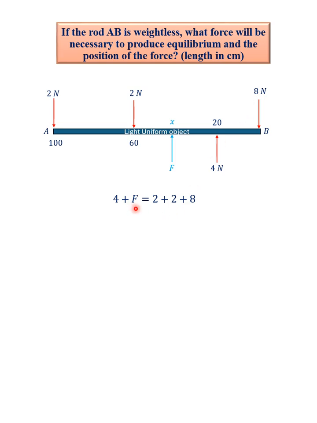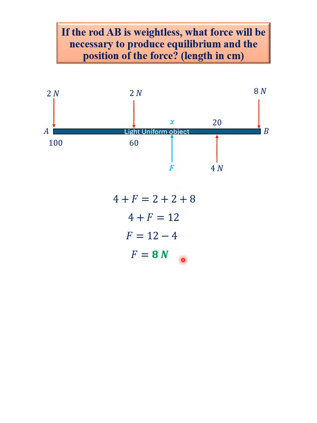From here, we can find the value of F. 4 plus F equals 12 because 2 plus 2 plus 8 is 12. So that F will be 12 minus 4, and that gives us the force to be 8 Newton. Now we know the force to be 8 Newton, but we do not know the exact position, X, where the force should be acting. To obtain the position X, we need to apply the moment of a force.